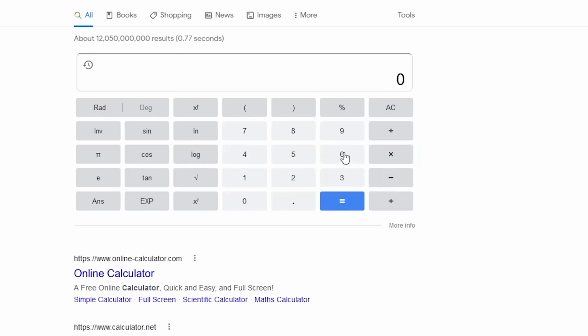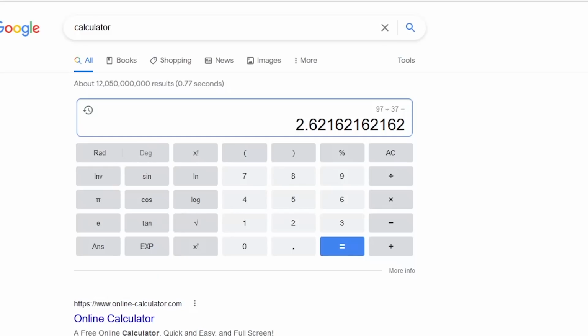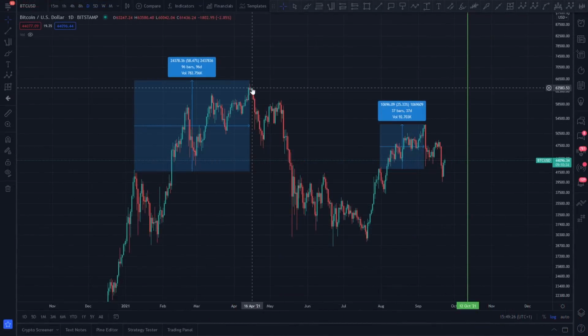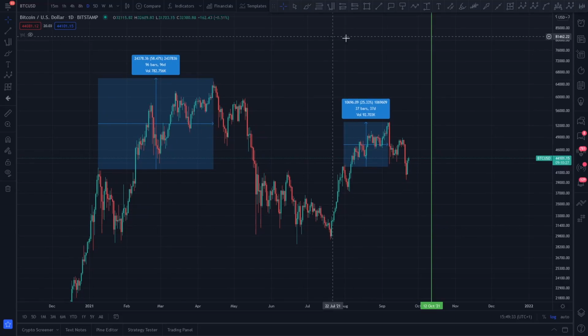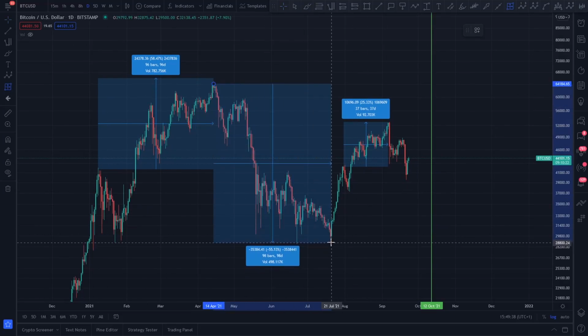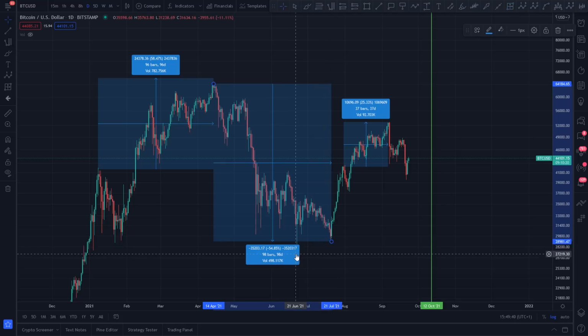So it was 97, okay, divided by 37 equals 2.62. Okay, 2.62. I'm going to write that down. So then what we're going to do is find out the distance, the time it took from this peak just here to the time at which we started to break out for Bitcoin, just so it's all a thought experiment. So it's from this peak just here down to this low where we started to break out was roughly 98 days. So I'm going to write that in my notepad.